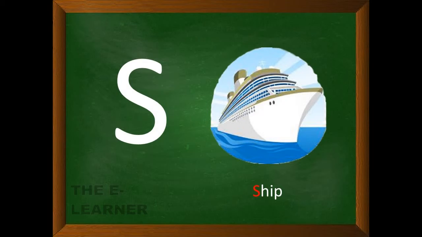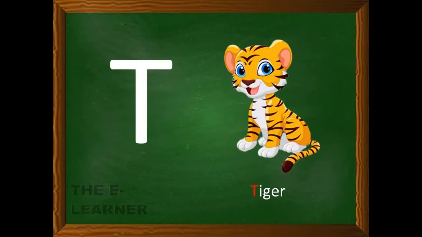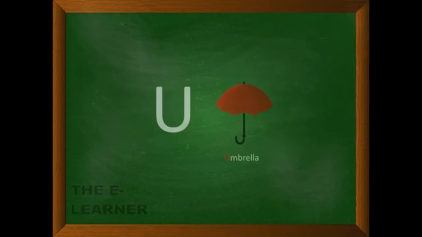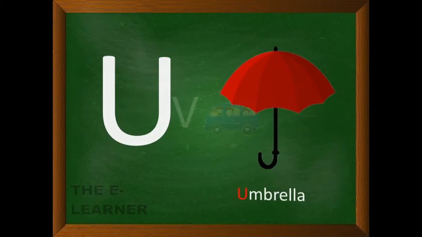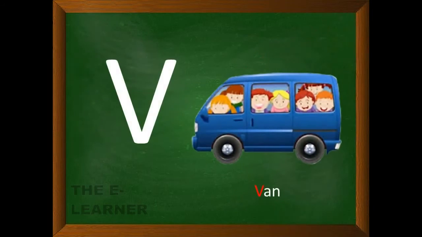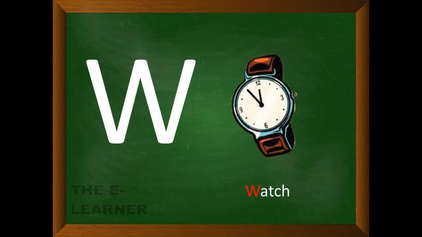S for sheep. T for tiger. U for umbrella. V for van. W for watch.